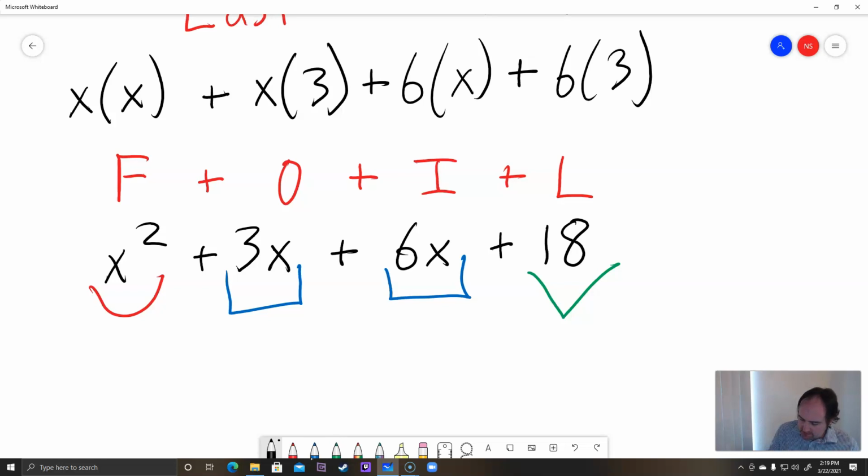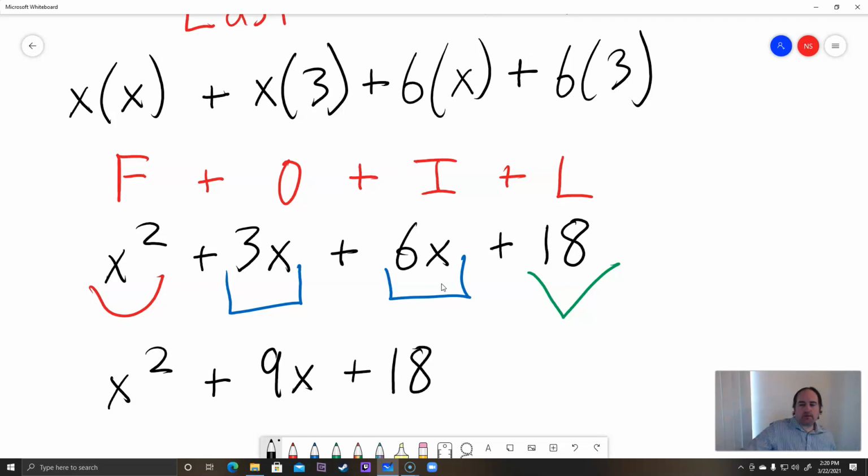Okay, so our highest power is going to be x squared, and then combining the outer plus the inner, we're going to have 3x plus 6x, which is 9x. Okay, so we have x squared plus 9x plus 18. Okay, x squared plus 9x plus 18. And even though I explained every little part of it, it still didn't take us that long. That's actually the whole problem.